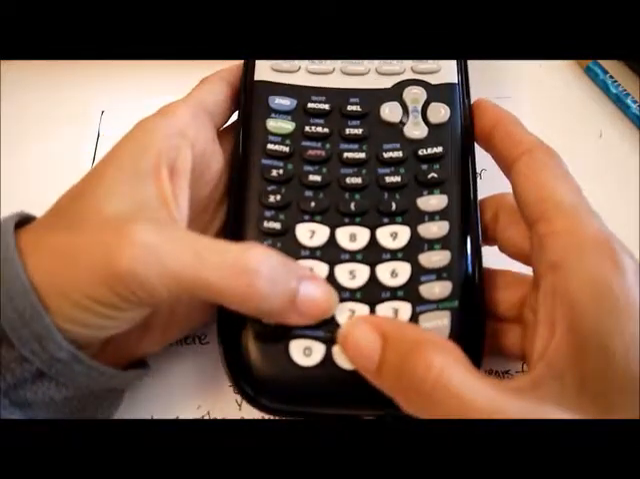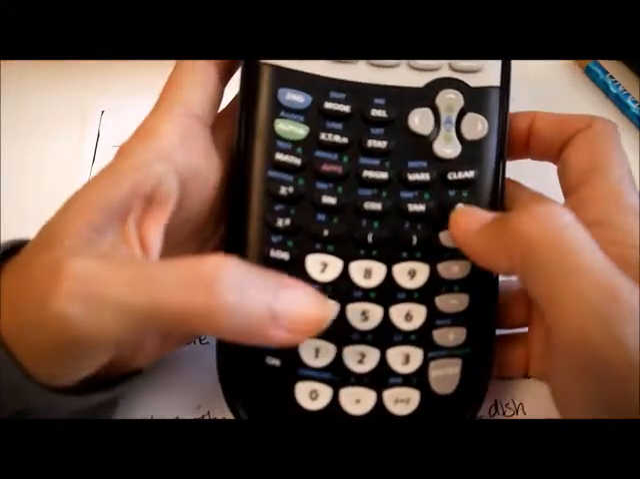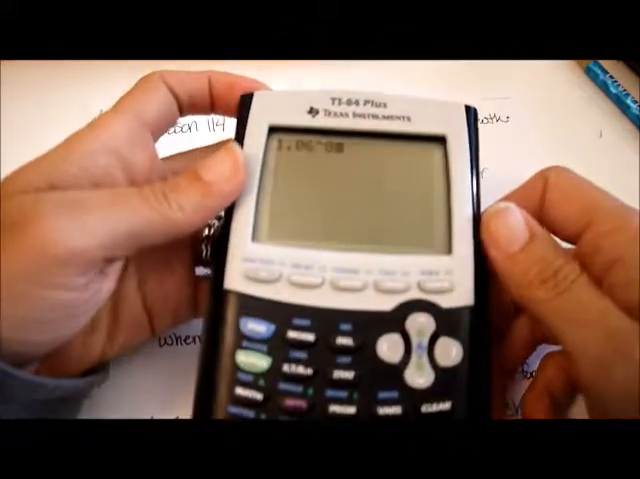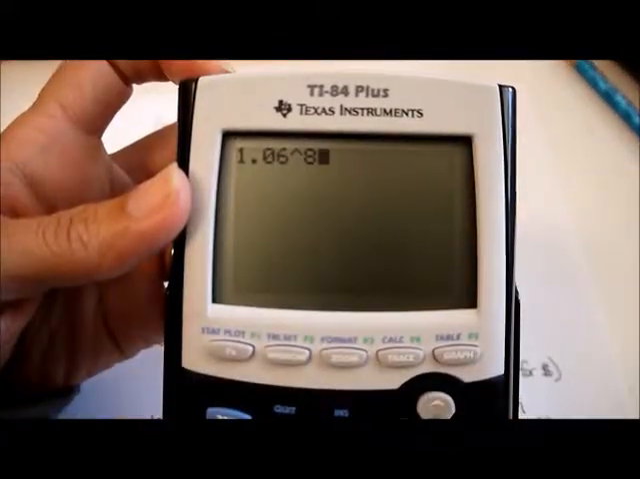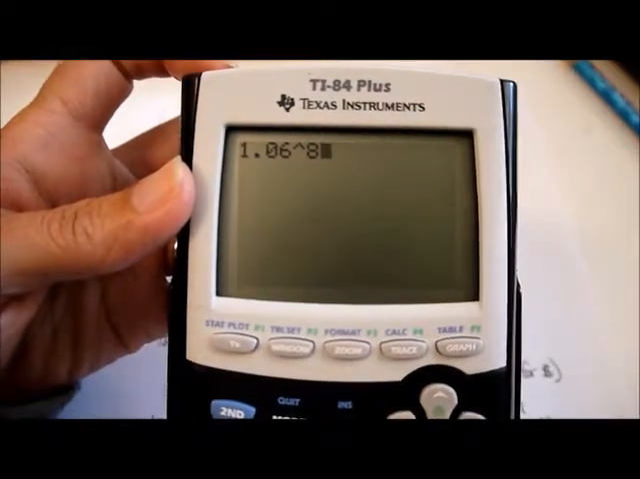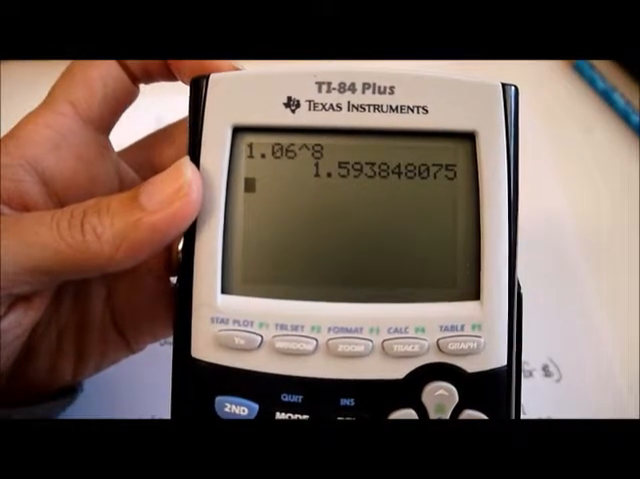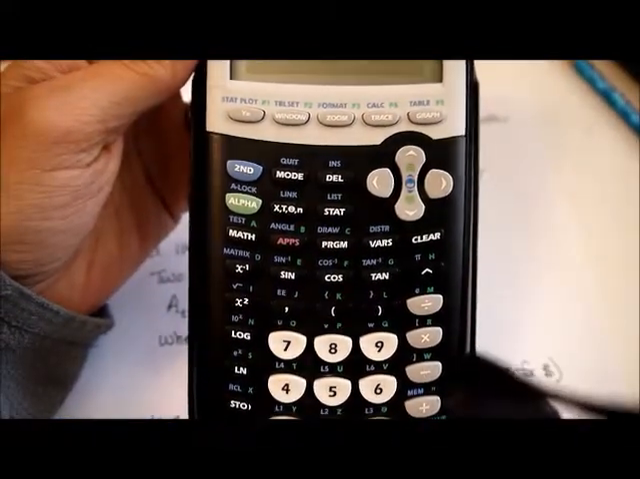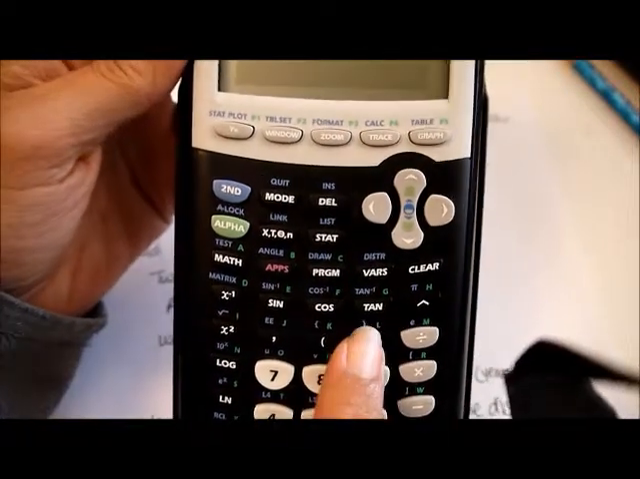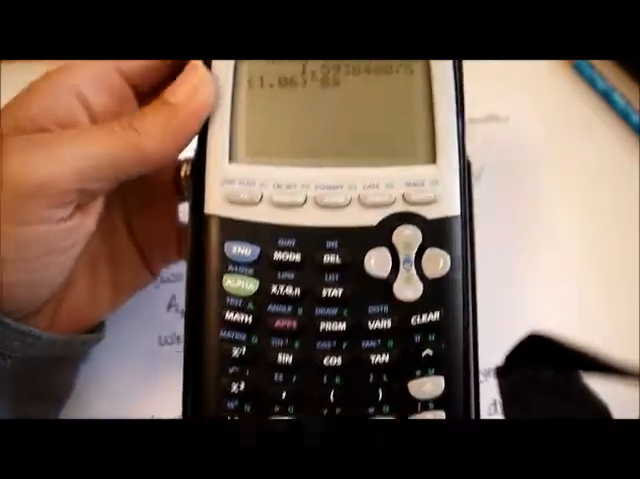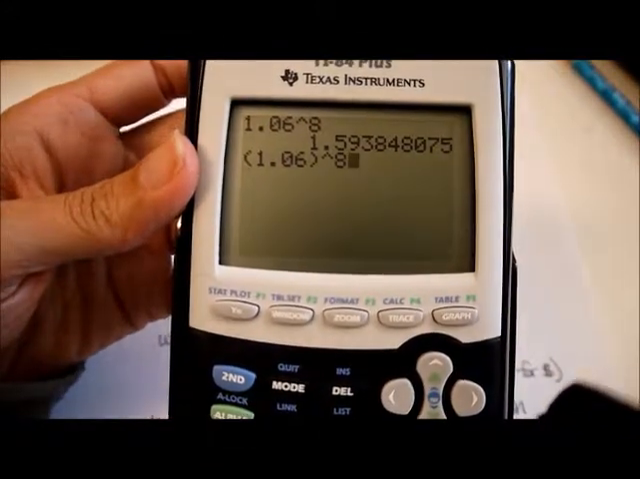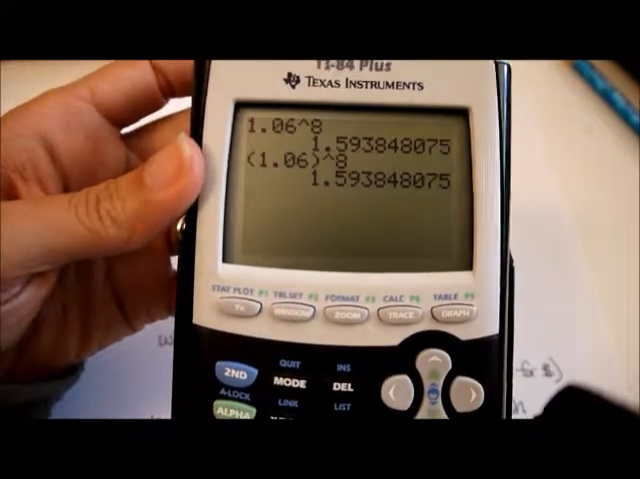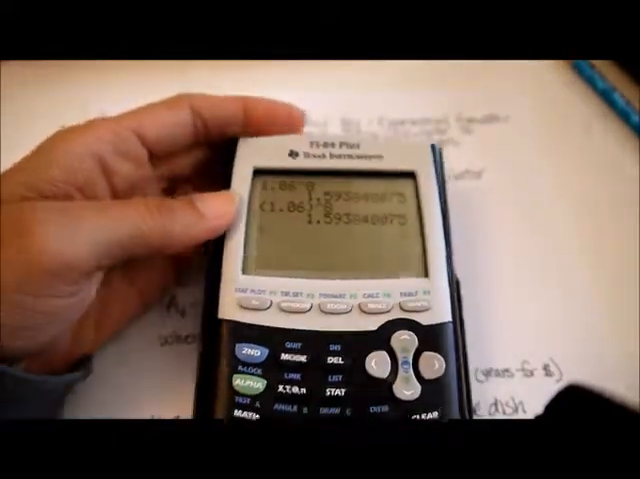So I would do 1.06 to the 8. Okay, and then let's see what that looks like here. There it is. Okay, that means 1.06 to the 8th power. All right, equals. And we get the same answer. Now sometimes I like to use parentheses just in case I'm not sure, so I'm going to put parentheses and raise it to the 8th power. So do you see how I have that? That means the same thing. Enter. Same answer.